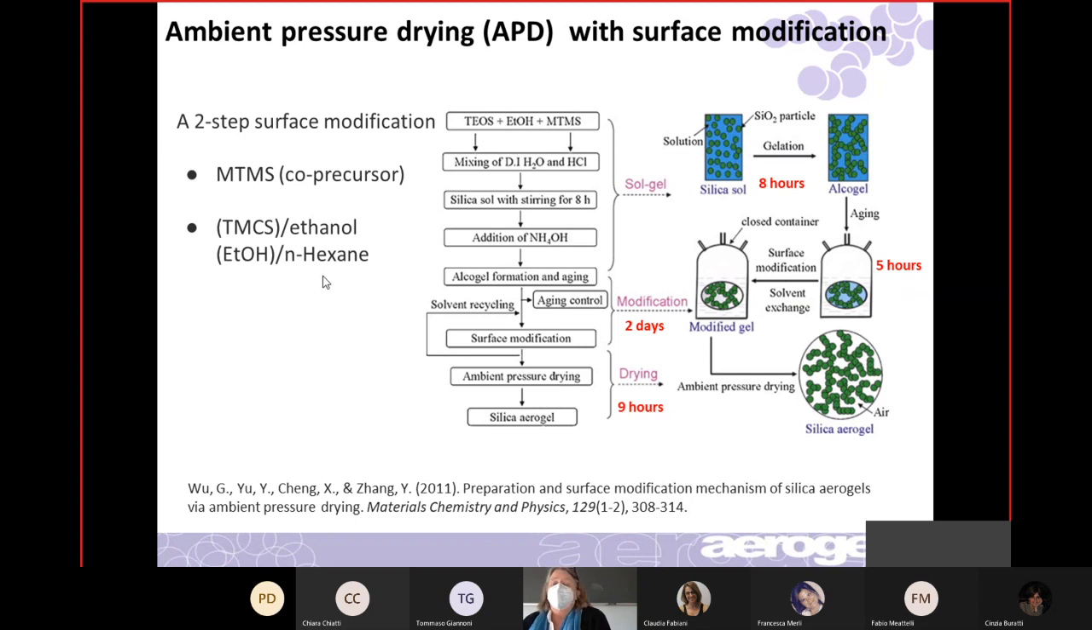So they do that for 2 days. So for 2 days, they soak the gel. What they're trying to do is remove whatever's in there, ethanol and water, and replace it with these chemicals that will lower the surface tension of the material. And then they dry it.